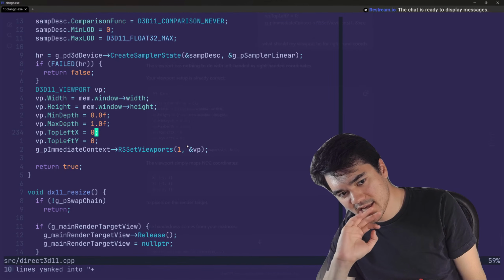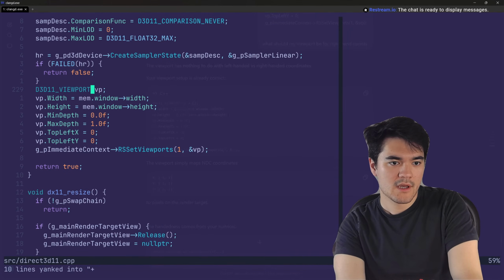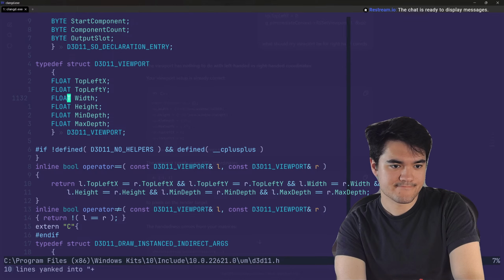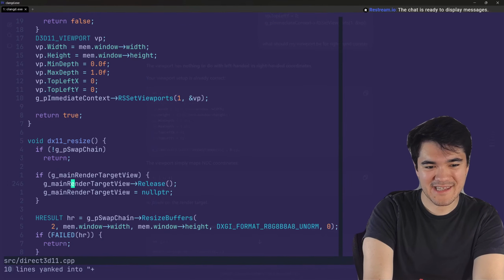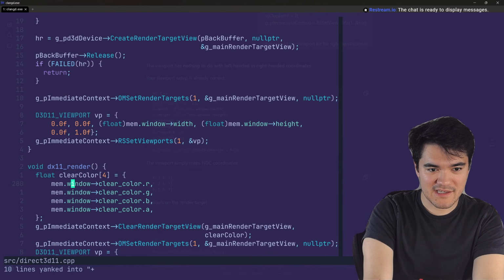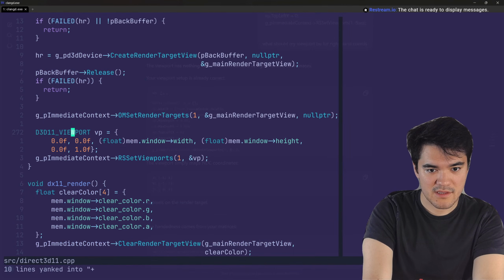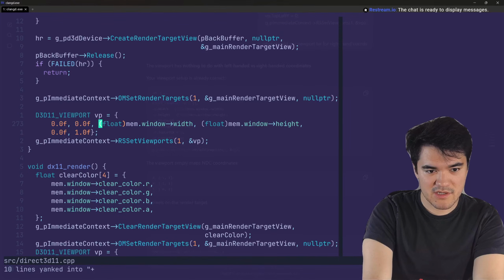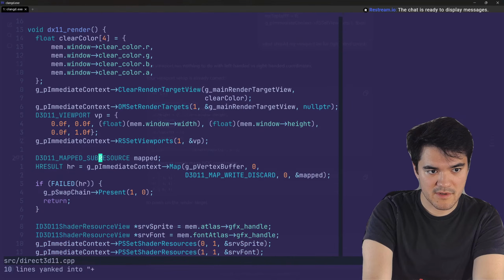Let's call that right. And then when we resize, it should just be the same thing of 0, 0, width, height, 0, 1. Yes, we're just passing those in. Okay, that's fine. 0, 0, width, height, 0, 1.